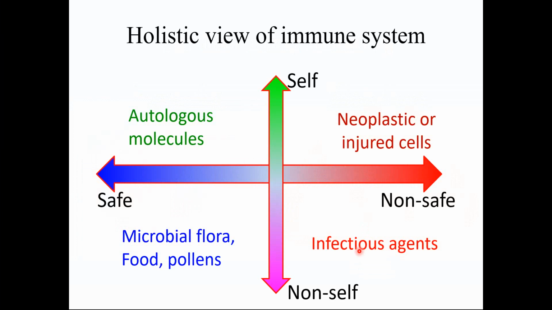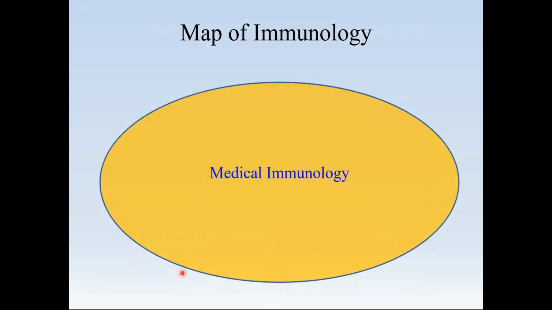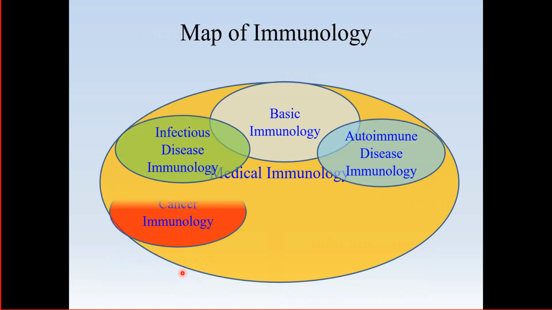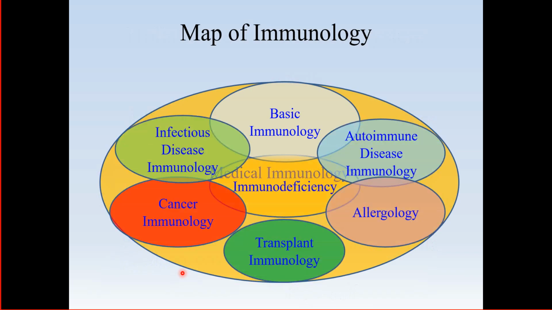So we have infectious disease, cancer immunology, autoimmune disease, hypersensitivities, and immunodeficiencies. These are parts of what is called medical immunology. And you're going to learn about this in this course and the next courses. Basic immunology is this course. You will learn about some of these things.